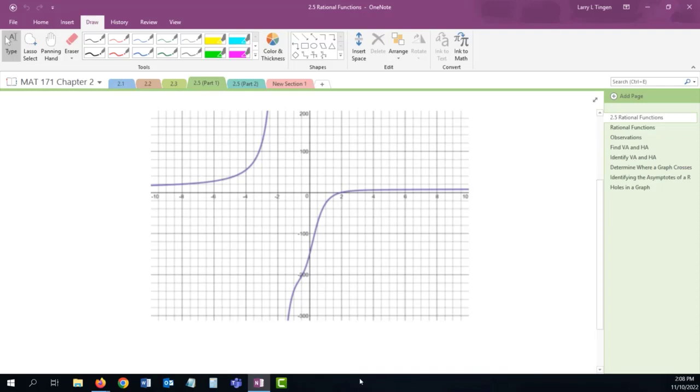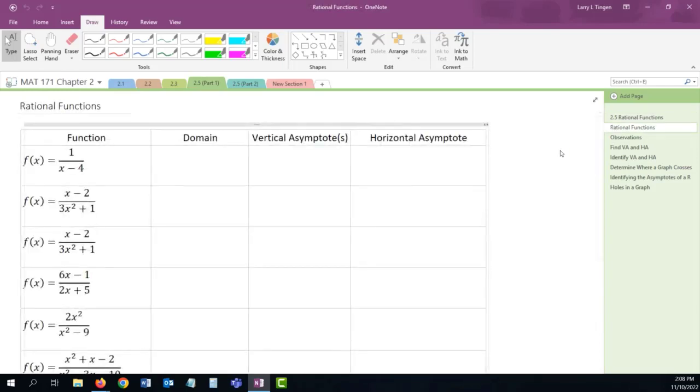Okay? So let's see if we can put together some information on these functions. Not going to look at the graph yet. I just want to see how we feel about these problems. So the first one, you've got a function, and the first thing asked is the domain. The second and third rows are repeated.